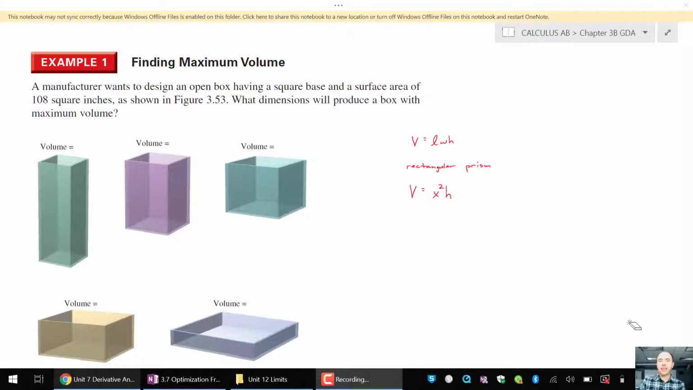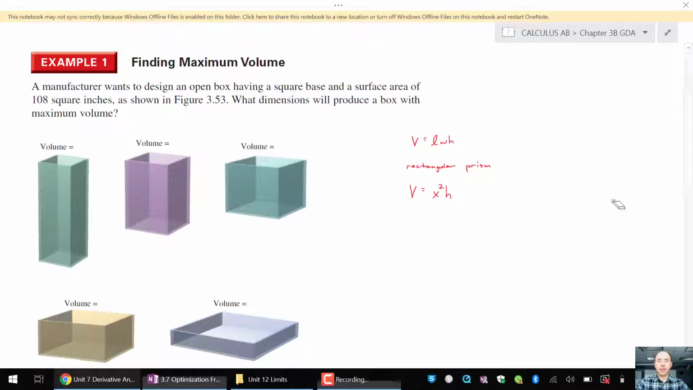And with these optimization problems, you're going to look for two equations. One equation is the equation you're trying to maximize or minimize. In this case, we're trying to maximize volume. So the volume of the box would be length times width times height, or since the base is square, let's just use x for one of the dimensions of the base. So we'll call that x squared times h. But then there should be a secondary equation, and that secondary equation involves a restriction. In this problem, the restriction is that we only have 108 square inches of surface area.